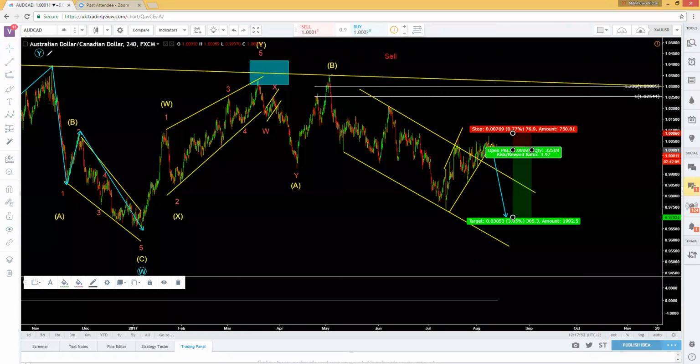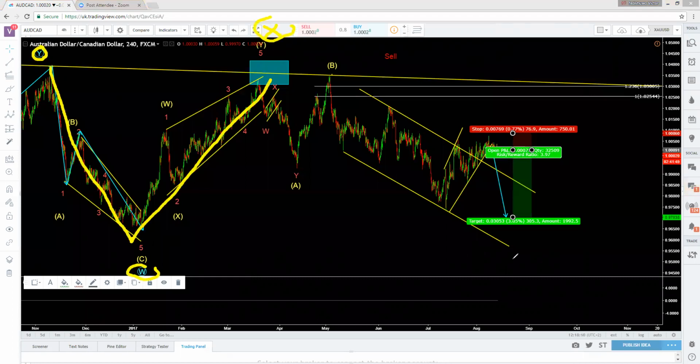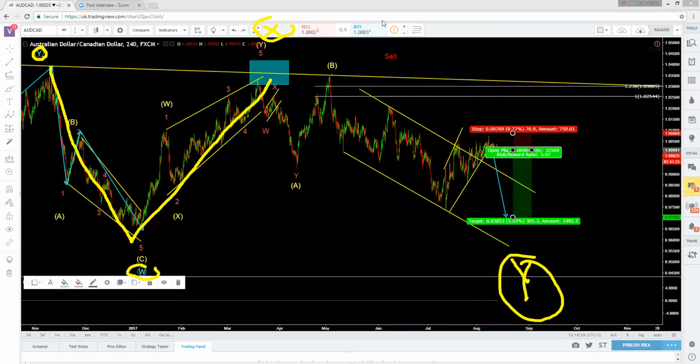So after the ending diagonal, that ending diagonal ends here at Y. And then after that, it gives us a wave W in blue. And then a wave X in blue, which is not on the screen. And then a wave Y. That will complete that Z that we were looking at down here. All right, so that's what we have. The ending diagonal ends, then we get this move down, W, X, Y. Right, but this Y does not look like it's completed yet. It looks like we still have one more down. This is why we've got this short trade here.